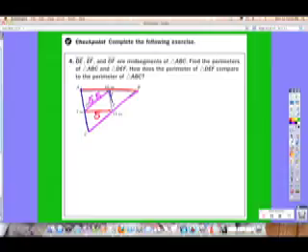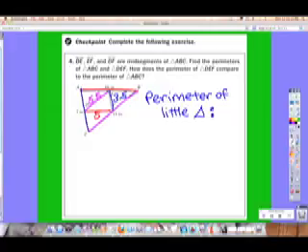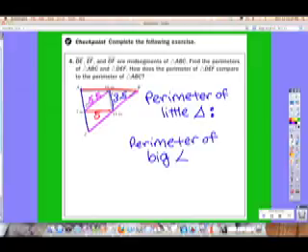Okay, perimeter of the little, you're just adding up the insides. 5.5 plus 3.5 plus 5. Okay, what is that? I agree, 14. Perimeter of the outside, 10 plus 11 plus 7, what is that? 28. If we're just comparing perimeters, what's the relationship? Half and half.